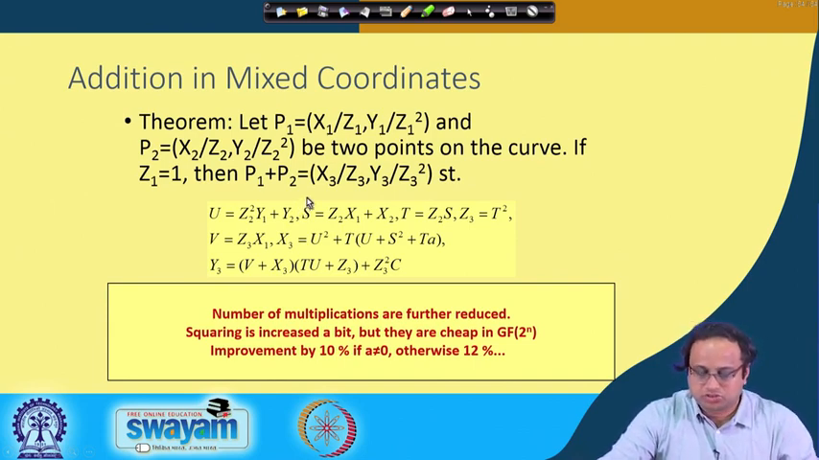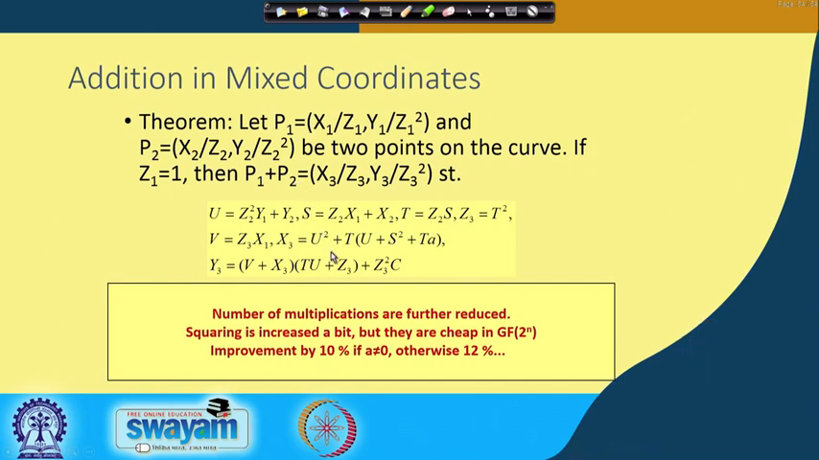Okay. So let me stop here, and we shall continue with some more discussions about how we can parallelize it and eventually go into the hardware design of elliptic curves in the next class.